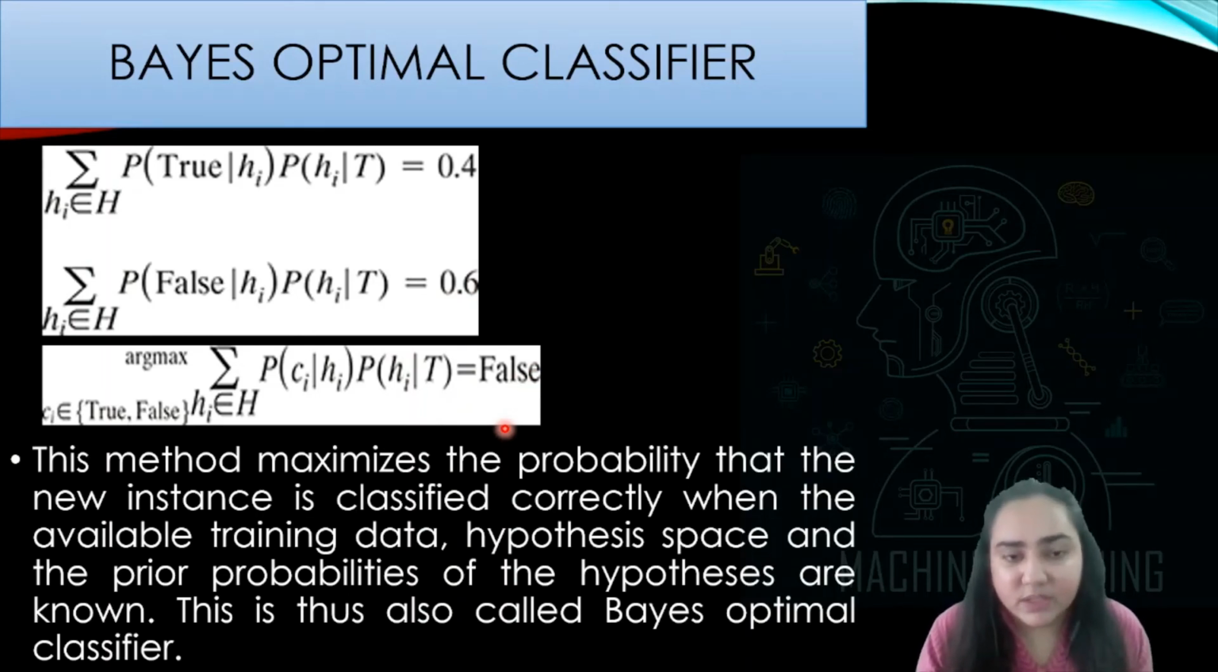So what does this method do? To conclude, this method maximizes the probability that the new instance is classified correctly when the available training data, hypothesis space, and the prior probabilities of hypotheses are known. So it is called the Bayes optimal classifier.